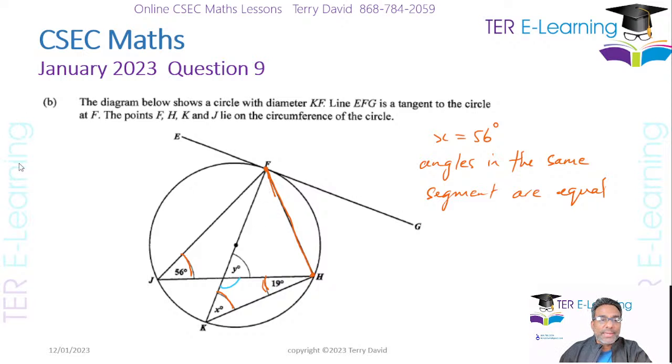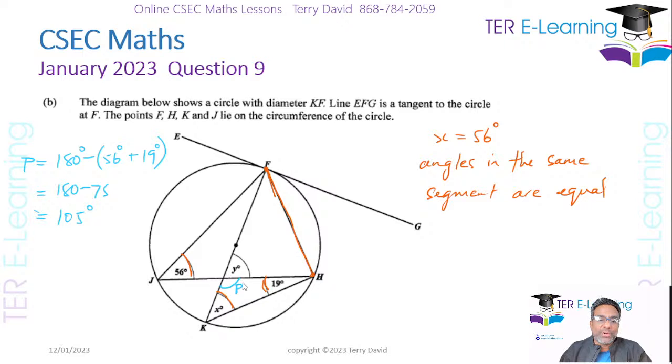So, sorry, not X, let me call this one P. I'm just giving it a label here. Let's call that P. Angle P is equal to 180 degrees minus (56 plus 19). So that's 180 minus 75, and that's 105. So that angle P there is 105.